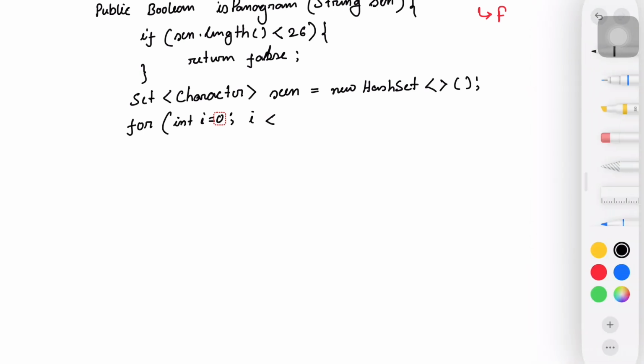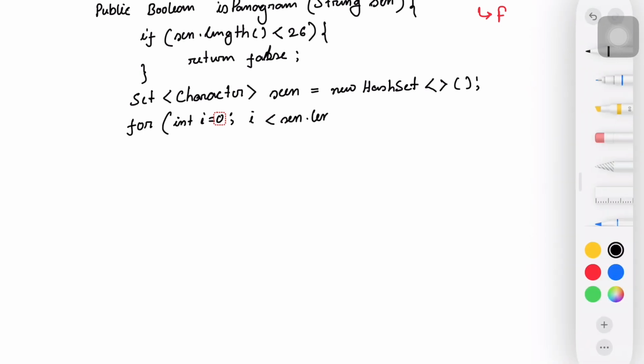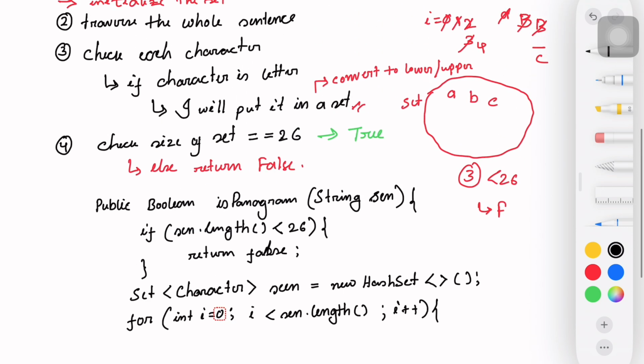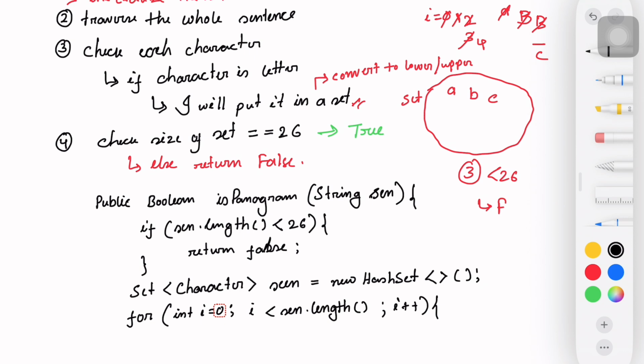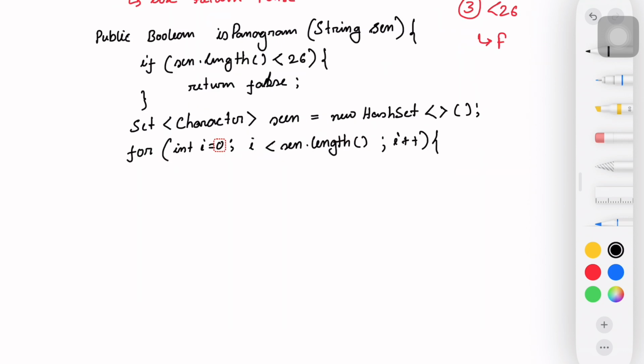It will go until the sentence length is ending, and I'll increase one by one. Inside this for loop, what I'll do is check each character. As part of checking, we are going to see if the character is a letter or not. We have an inbuilt method in Java for this, though you can implement your own as well. If you want, I could make that in a separate video, but it's pretty straightforward.